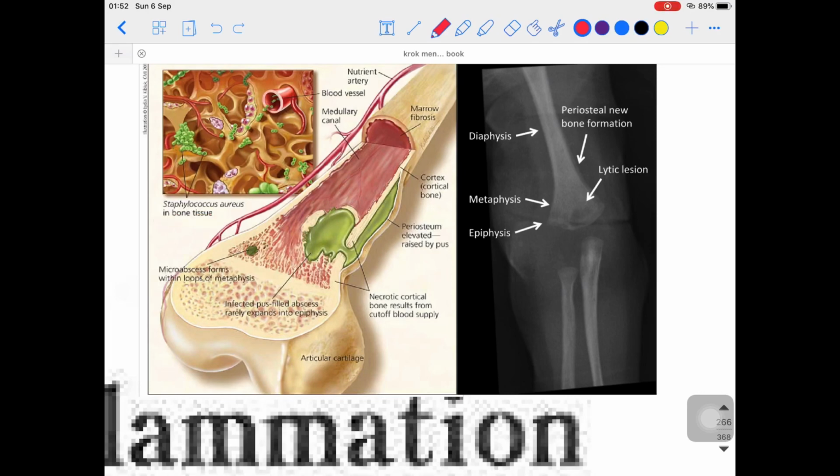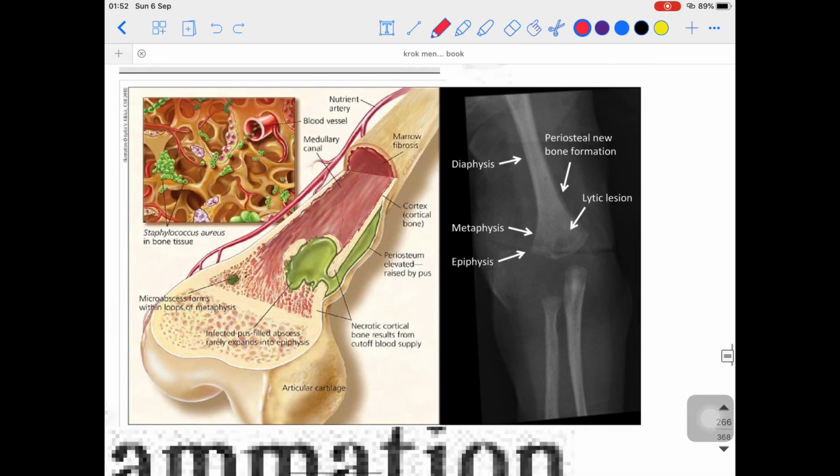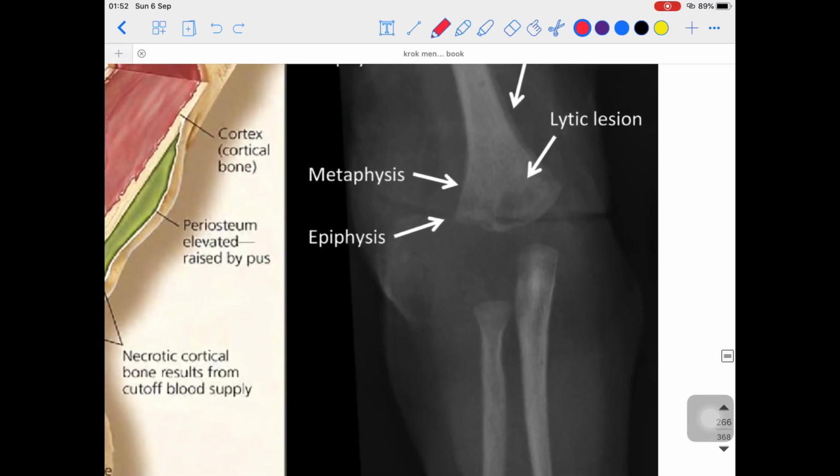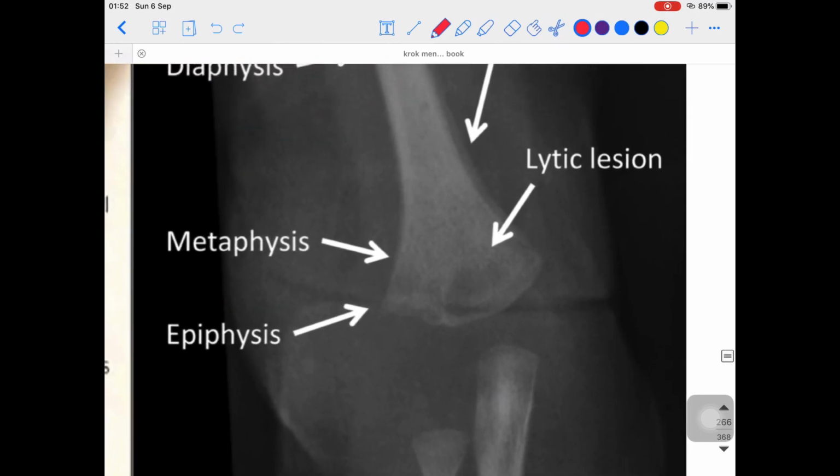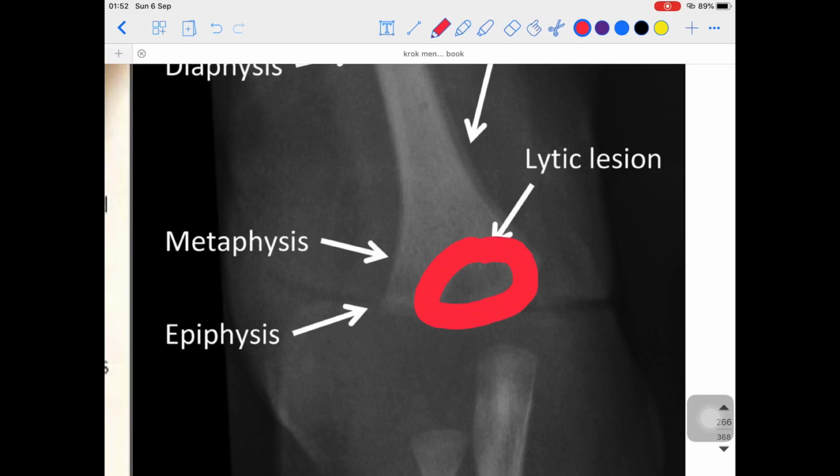Fine. In the right image, you can see that there is an X-ray over here. Periosteal bone formation, you can see the diaphysis, metaphysis and epiphysis. This is the metaphysis, then this is the epiphysis. Periosteal bone formation is covering the bone surface. But look at this lytic lesion. I hope you can easily appreciate it over here. This is the lytic lesion which I am talking about.